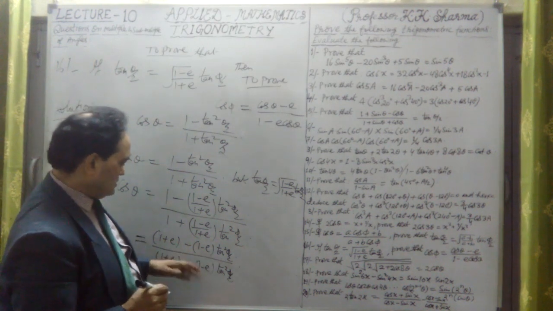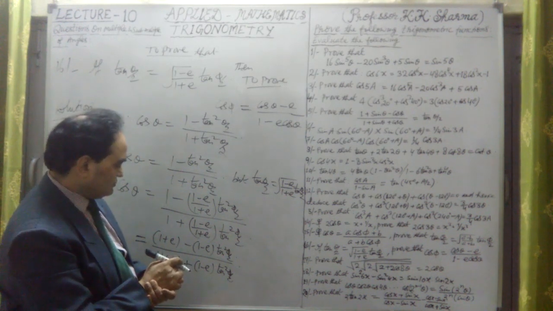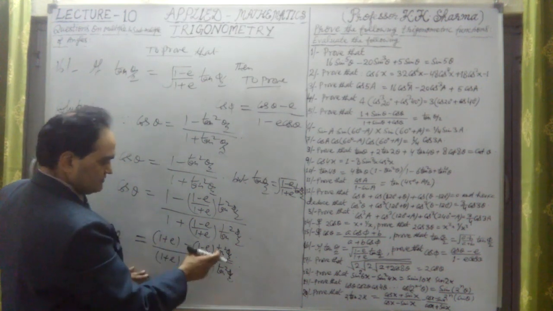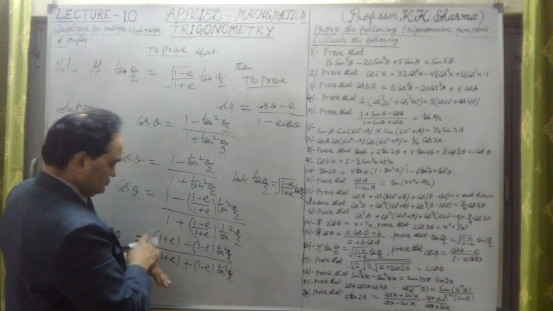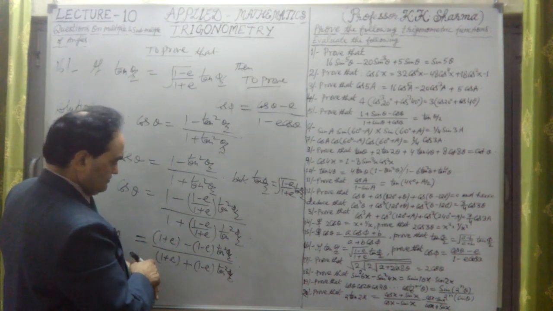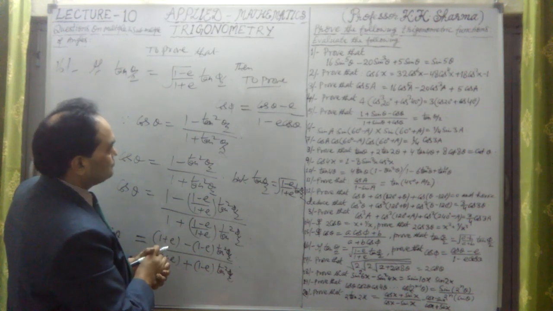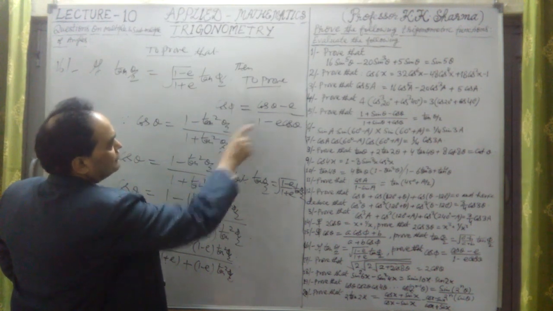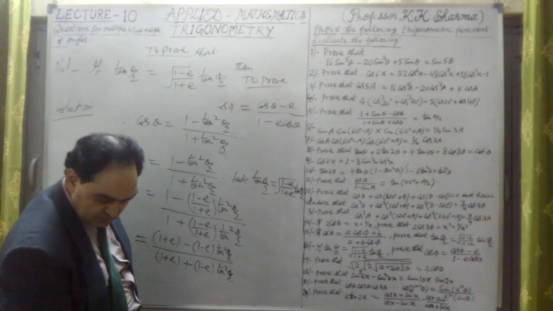Now again, if I apply componendo and dividendo, let me check what it comes out to. If we substitute sine square theta by 2 and cos square theta by 2, it will come as cos square multiplied into this, which will give us something. So we have to prove that cos phi is equal to this value. In terms of cos, we have to convert it. Alright, now let me convert that.